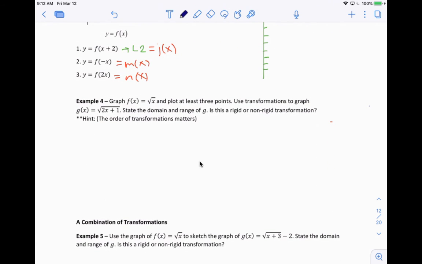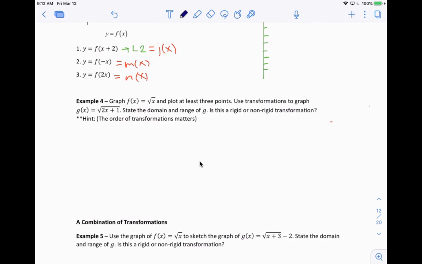Very, very similar to the first one with the verticals. Example 4, graph f of x is equal to the square root of x and plot at least 3 points. All right, we can do that again. Use transformations to graph g of x is equal to the square root of x plus 1. That is not quite the same thing as what we had before. State the domain and range of g. Is this a rigid or non-rigid transformation?